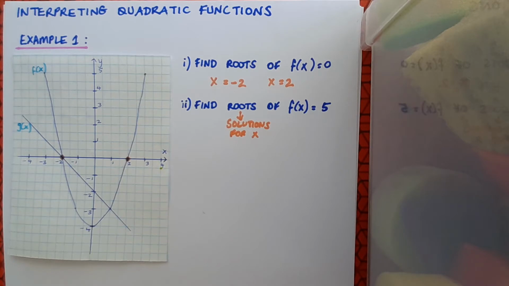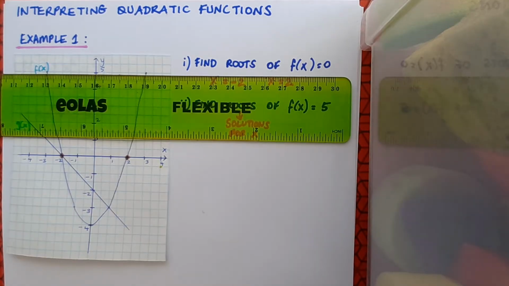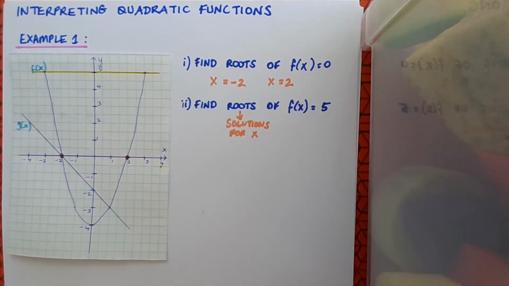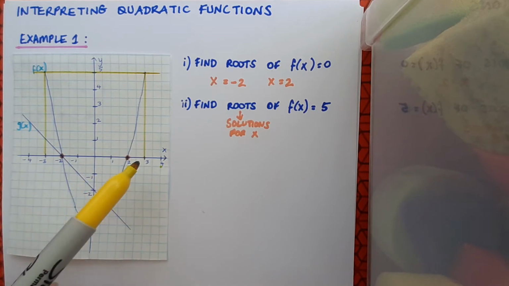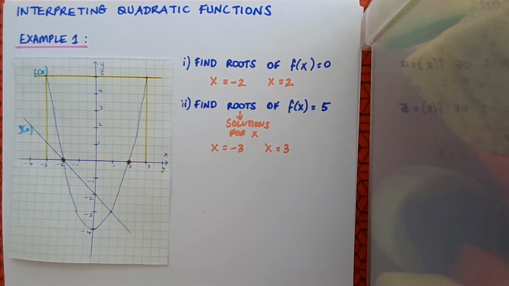F of x equals 5 means that I need to go to 5 on the y-axis, and with my ruler I want to draw a line through that horizontally. This line touches my quadratic curve in two places, and when I drop down then from those 2 points to the x-axis I get my solutions, and in this case it's minus 3 and positive 3.